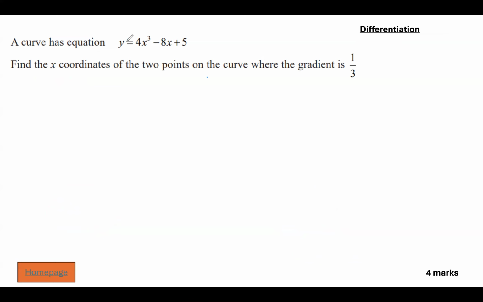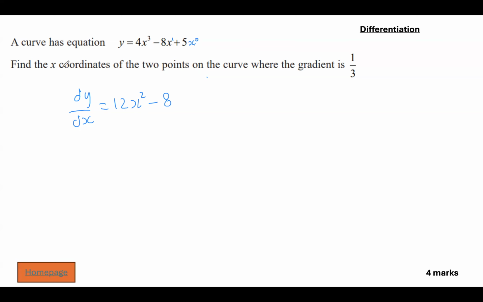Now, the gradient function is dy by dx, so we need to differentiate over here. So when we differentiate, we do 3 times 4, which is 12. That's power of 1. 1 times minus 8 is minus 8. We get x to the power of 0, and anything to the power of 0 is 1. So we don't need to write x to the power of 0. We can rub that out. And likewise, this is now 5x to the power of 0. So 0 times 5 is 0. So we're left with nothing.